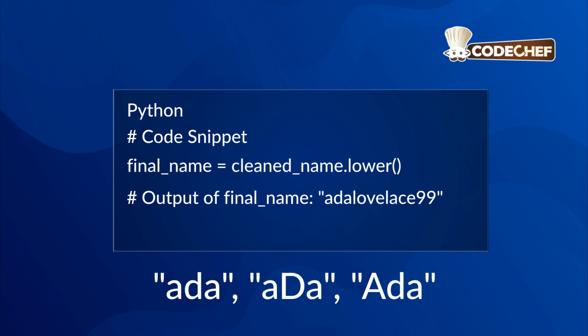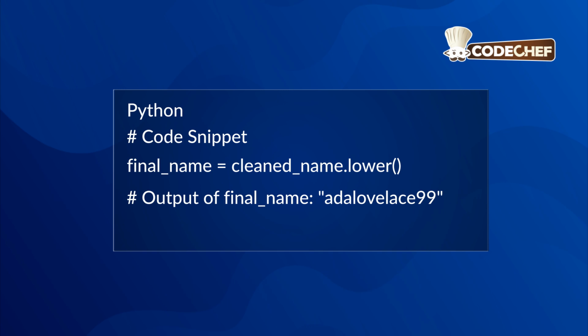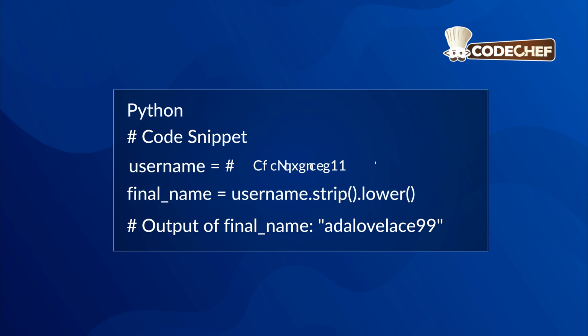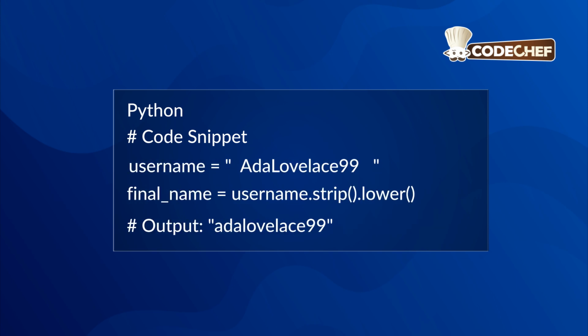This way, "Eta" and "eta" are all treated the same. But here's a pro tip. You can chain methods. Instead of using two lines, you can apply .strip first, and then immediately apply .lower to the result. Python handles it from left to right. It's clean, efficient, and how most programmers would do it. And there you go. Clean, standardized data, every time.